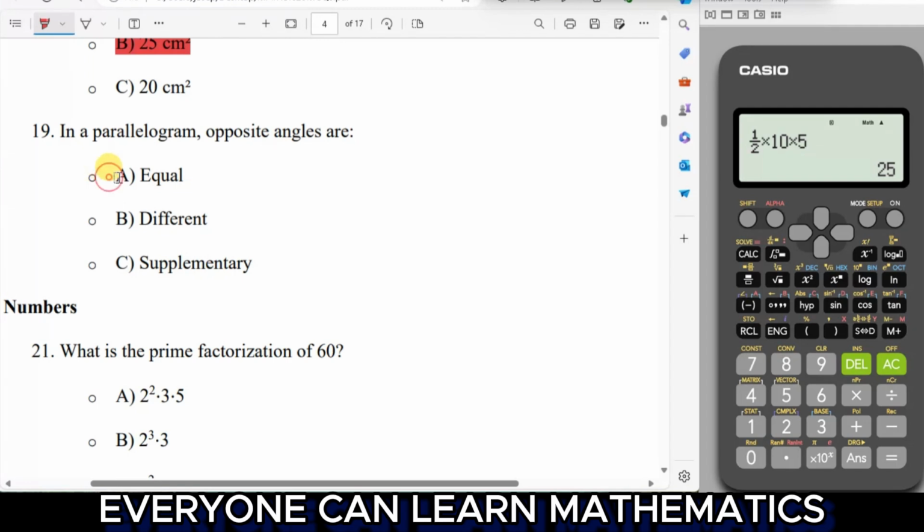So the correct answer here is A. They are equal.